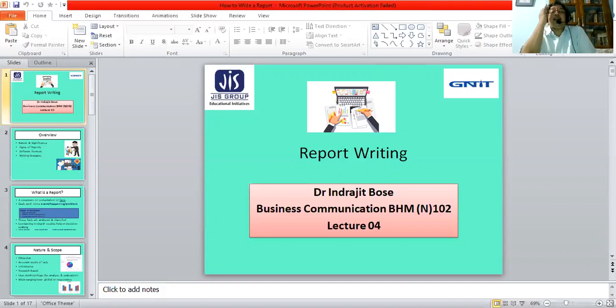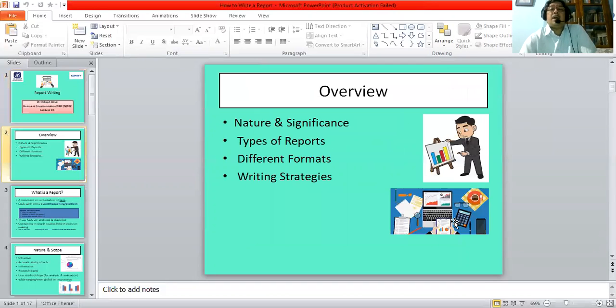Now, in this particular lecture, we are looking at one aspect of business writing, that is, the writing of reports. So, how are reports written? Why are they written? What are the different types of reports? What are the formats that are followed? And what sort of writing strategies are followed in writing reports? This shall be the manner in which we shall be looking at the topic of report writing.